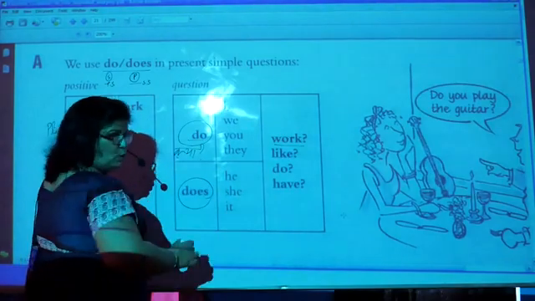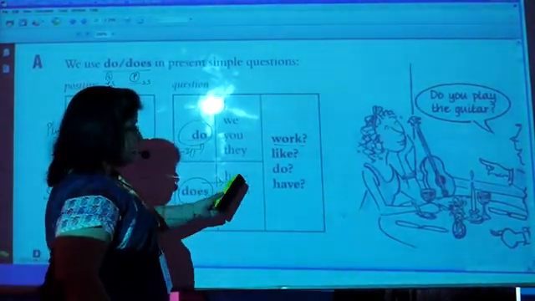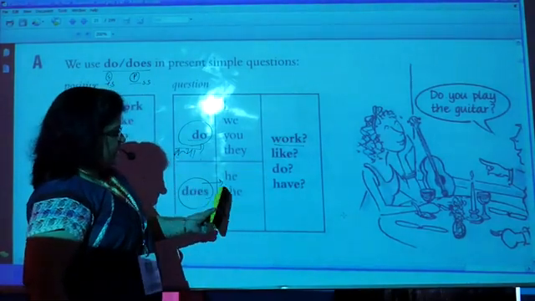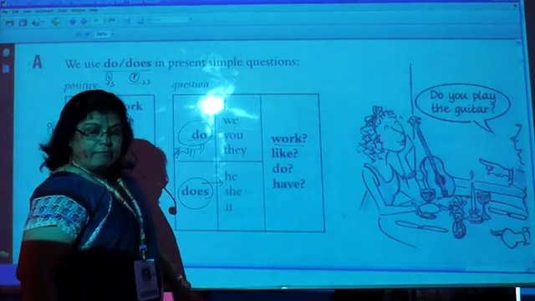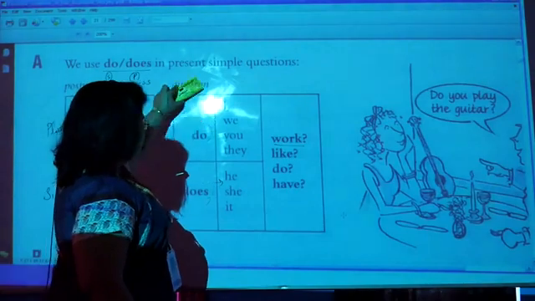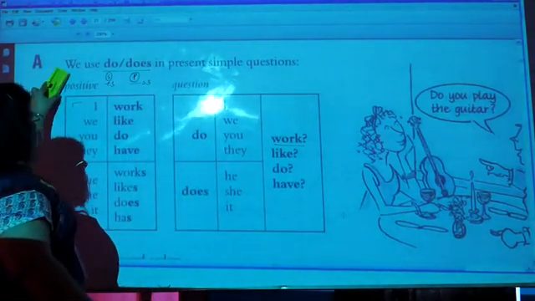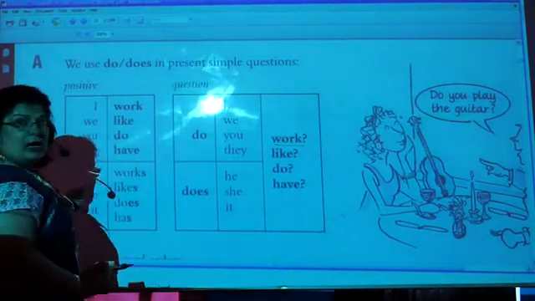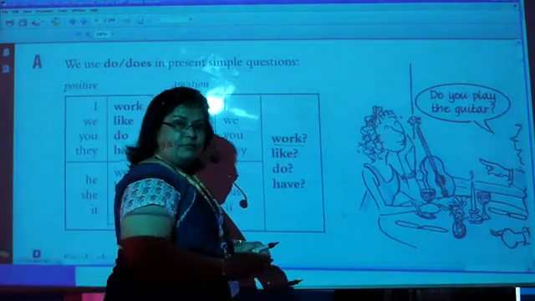Does, being a plural, goes with singular subjects. Does he work? Does she like? Does it have? And so on. So children, these are the rules, and now let's just look ahead how we do it. Let us scroll and see how it is done. Just give me a second.